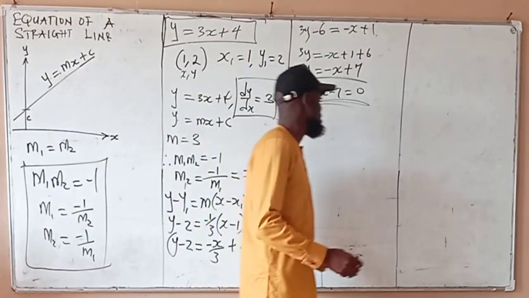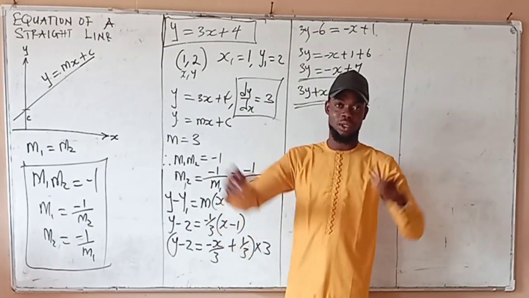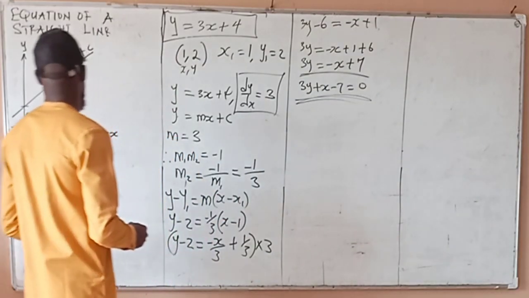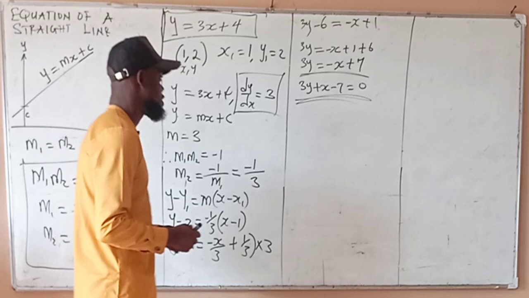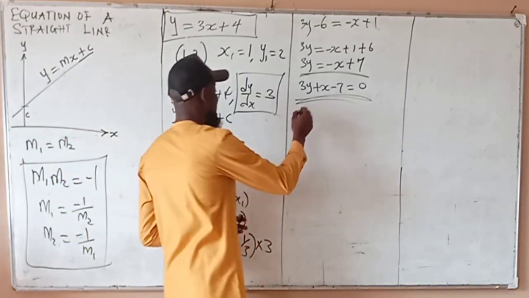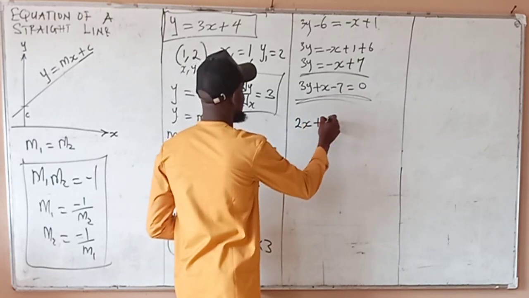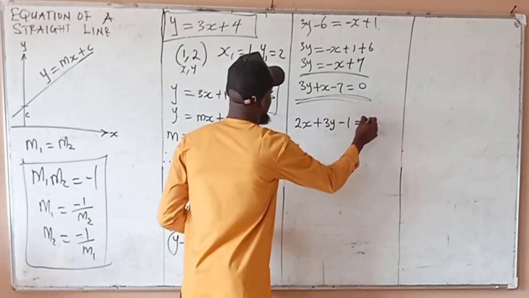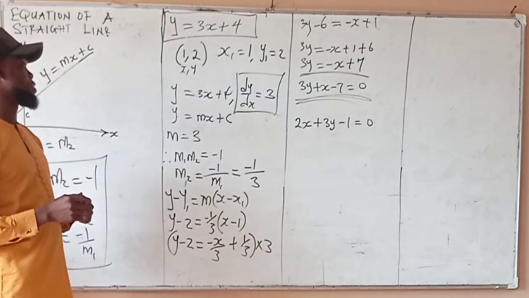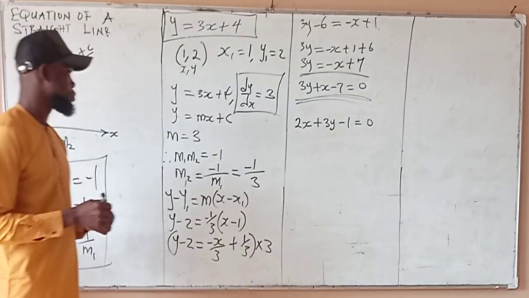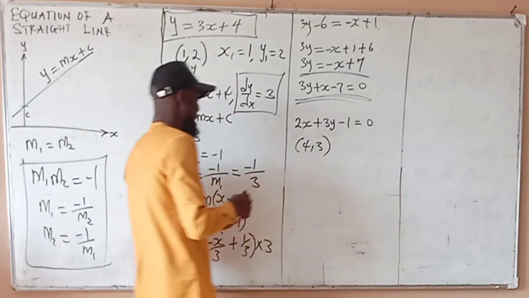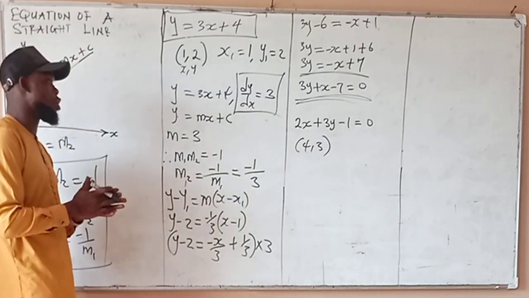So please, let's look at another question to see what we're going to have. Find the equation of a straight line which is perpendicular to the line 2x plus 3y minus 1 equals 0 and passes through a given point (4, 3).